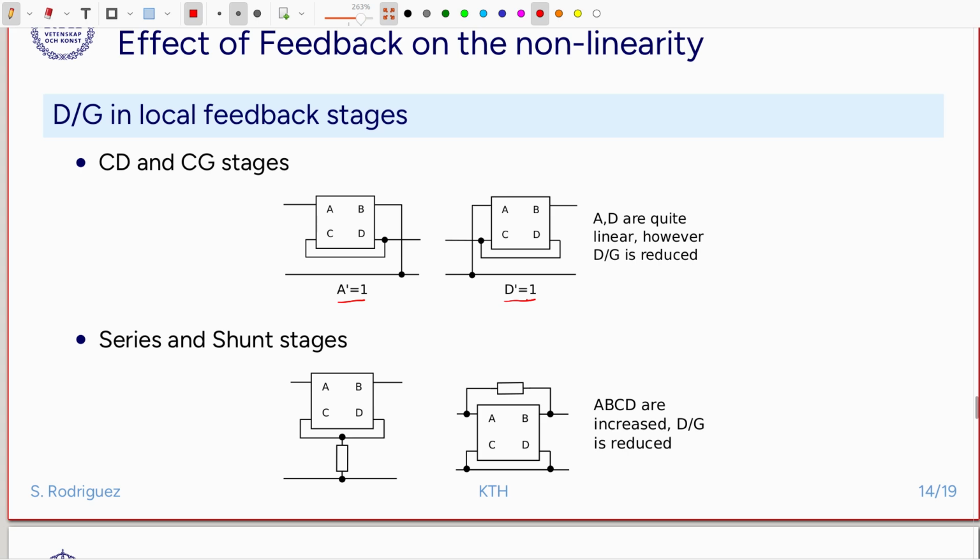So let's be a little bit instructive. We have, for instance, a common drain amplifier, which is a buffer. It's working like this, and then let's suppose that we have a common source amplifier, which can be made with MOS or bipolar transistors. Let's make it with MOS transistors.